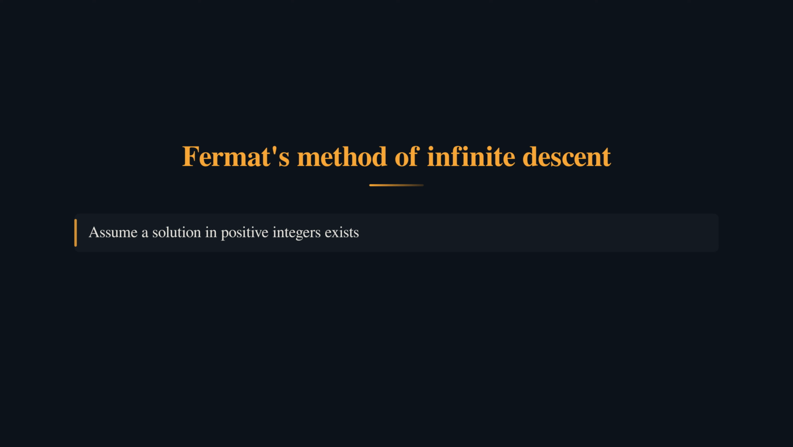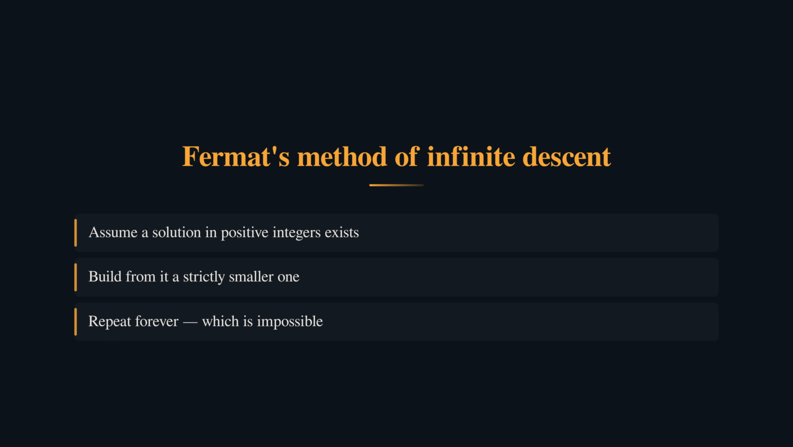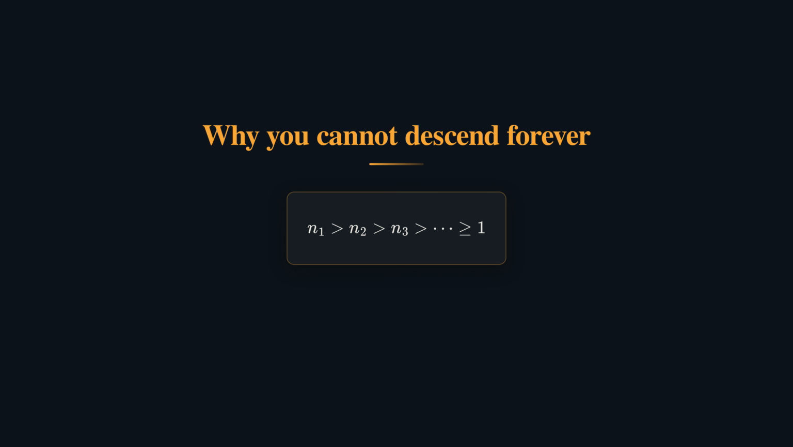Start by assuming that a solution does exist in positive integers. Then, out of that solution, manufacture another one that is strictly smaller. Now repeat, and repeat. If you can always go smaller, something has gone wrong because you cannot keep descending forever inside the positive integers. The engine underneath is one of the simplest facts in mathematics.